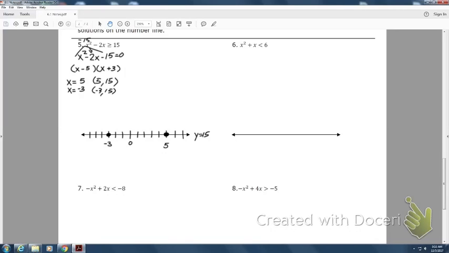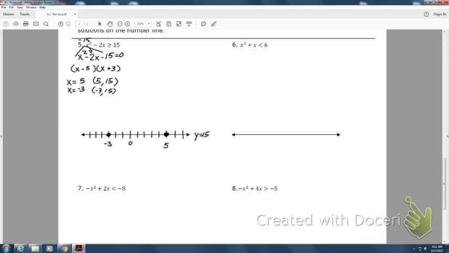Alright, once I pick that, I'm going to plug it into the original problem. If it gives me a true statement, then I'm going to shade in between. If it gives me a false statement, then I'm going to shade on the outsides of the circles. Okay, so same kind of idea as the test points on the grid, just now on a number line.